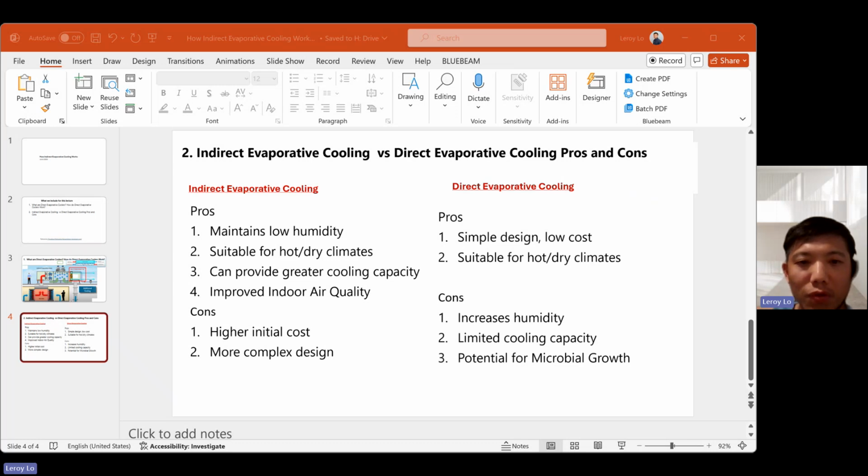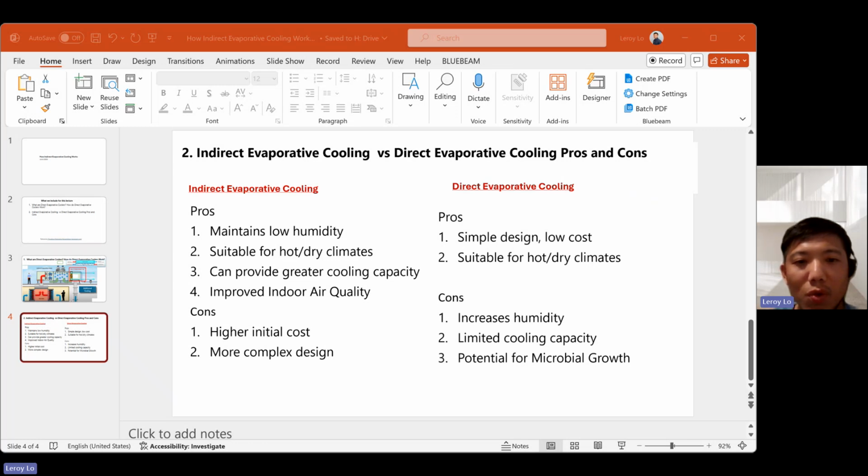Number four is improved indoor air quality. By not adding moisture to the air, indirect evaporative cooling can help maintain better indoor air quality and reduce the risk of mold and mildew growth. Okay, there are still some cons for indirect evaporative cooling. High initial cost: indirect evaporative cooling systems generally have a higher upfront cost because you have more components, such as heat exchangers, and more complex designs.